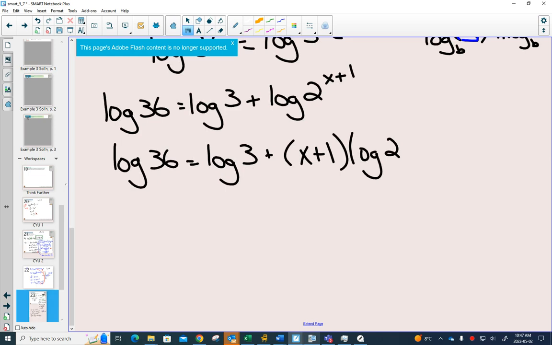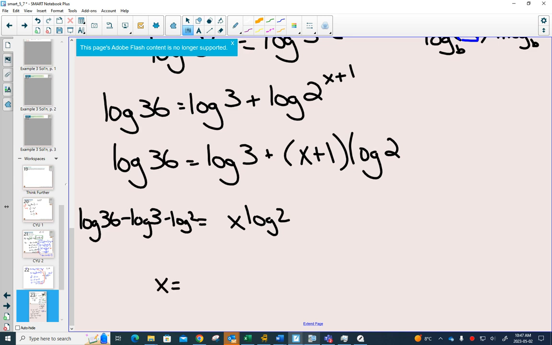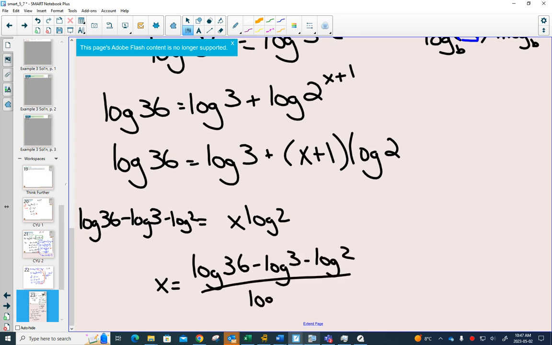This question is very similar, except now you're going to move over to this side. You have log 36. I'm going to subtract the log 3. Can you see when you distribute, you'd have an x log 2. I'm going to leave the x log 2 on this side. I'm going to move the other log 2 to this side. And then I could get x by itself by taking this whole thing and dividing by log 2. Typing that into your calculator will give you the exact same answer as the other one that we did.